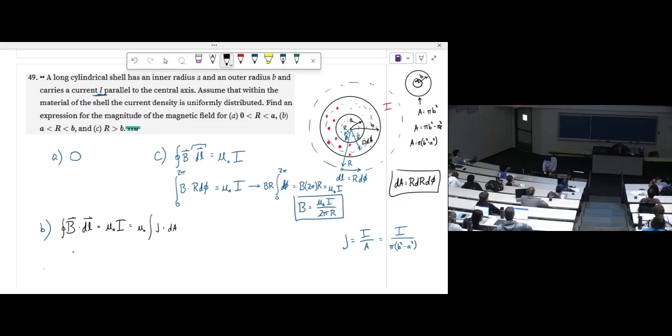So now B dot dl comes out to be the exact same thing. There's nothing that's changed about this integral, so it comes out to be B times 2 pi r is equal to mu naught times J, which is I over pi b squared minus a squared, times dA, which is r dr d phi.